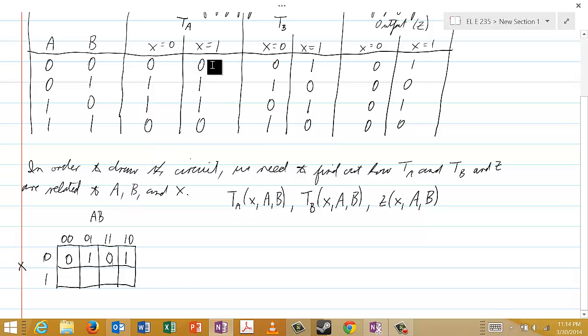And now we fill in the same information for X equals 1. So when A and B are both 0, TA is 0. In fact, you can see that TA has exactly the same expressions for X equals 0 and X equals 1. So the second row of the Karnaugh map will look just like the first row. And we can go ahead and complete it like that. And that is the Karnaugh map for TA. Before we analyze that, let's go ahead and identify the Karnaugh maps for TB and Z as well.